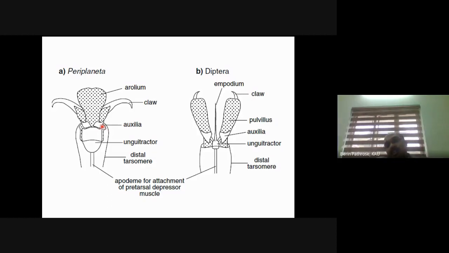And we will discuss a slight modification of the pretarsus in houseflies. Here you can see the tarsal claw, you can see the auxilia, but between the tarsal claw and the auxilia we have a pad-like structure called the pulvillus. And in between the tarsal claws, the areolaeum is modified into an elongated bristle-like structure called the empodium.